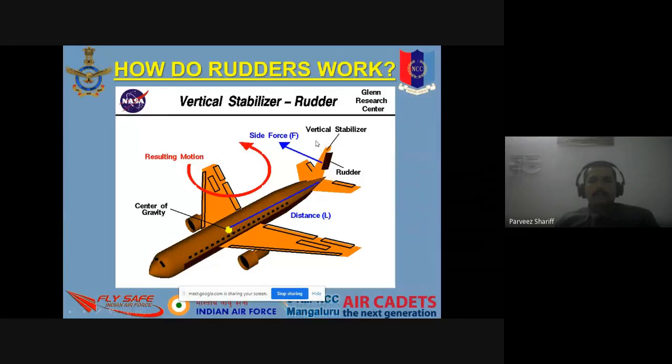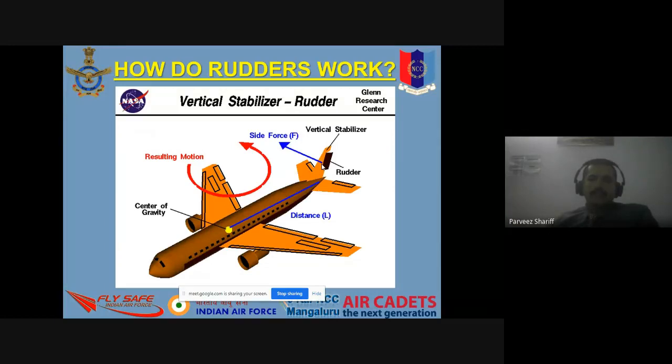Now we talk about the vertical direction, that is the vertical stabilizer. There is a vertical stabilizer and a hinged, movable surface connected to it, which we call the rudder. This is controlled not by the stick but by rudder pedals, the pedals at the foot of the pilot. If the right pedal is pressed, the rudder will move to the right side. If the left pedal is pressed, the rudder will move towards the left.